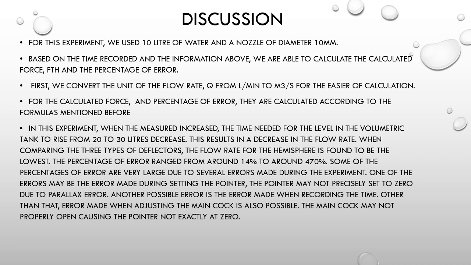One of the errors may be the error made during setting the pointer. The pointer may not precisely set to 0 due to the parallax error. Another possible error is the error made when recording the time. Other than that, error made when adjusting the main cock is also possible. The main cock may not properly open, causing the pointer to be not exactly at zero.